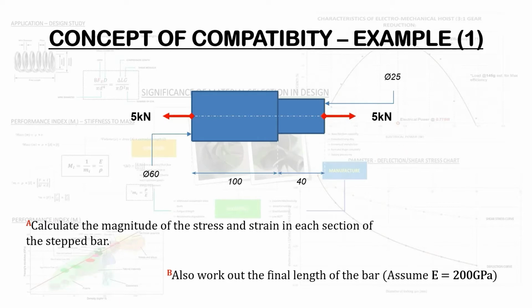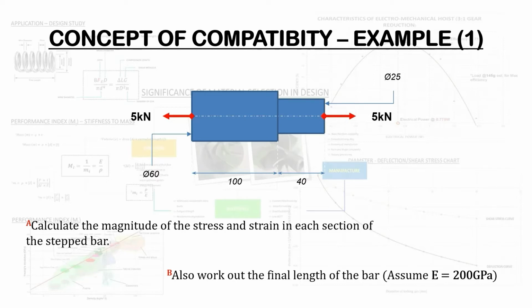In the diagram, we've got a component that's being subjected to a force of 5 kilonewtons. We've also been given further information regarding the geometric parameters of this given step bar. One section has a diameter of 60 millimeters, the other has a diameter of 25 millimeters. The section that has a diameter of 60 millimeters has a length of 60 millimeters, and the section that has a diameter of 25 millimeters has a length, or a span, of 40 millimeters.